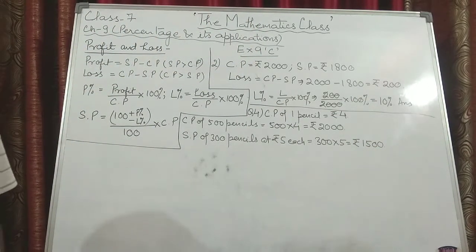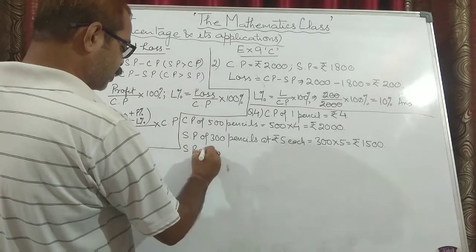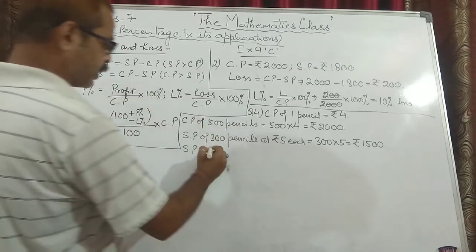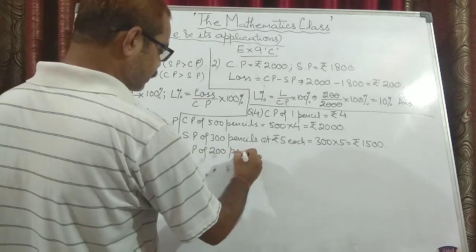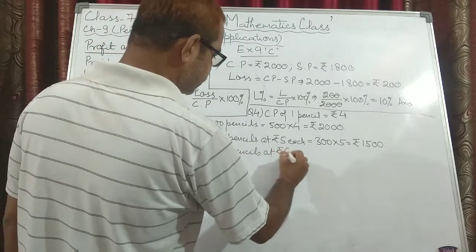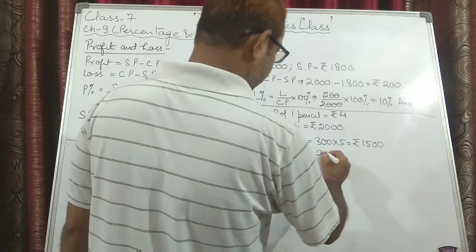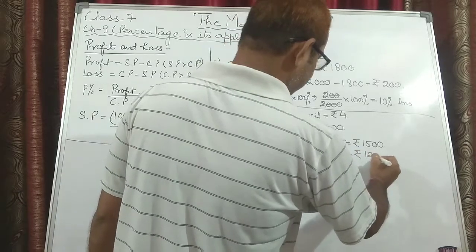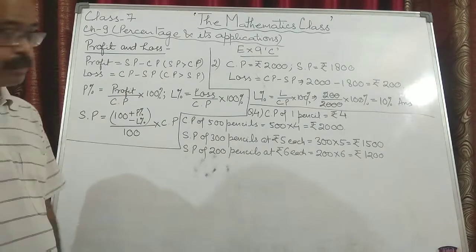Then the rest he is selling. Of the 500 pencils he purchased, 300 he already sold. So how much is left? 200. So the selling price of the rest of the 200 pencils at rupees 6 each, he is selling 200 into 6, that is rupees 1200. You have to find his gain percent.